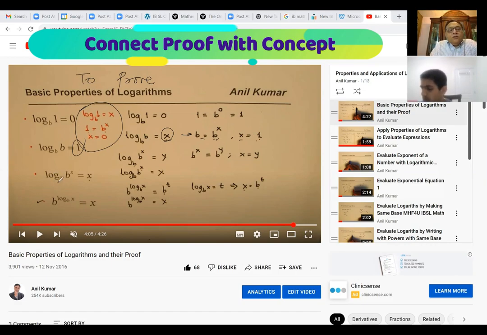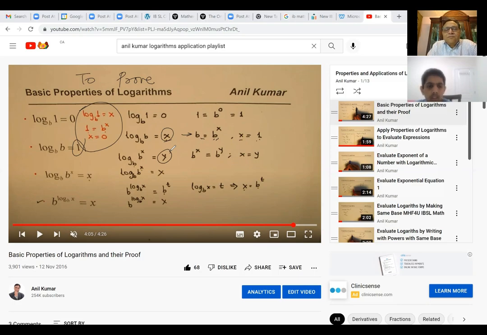Next, log to the base b of b to the power of x is x. How do we prove that? In that case, we will make a substitution. Let the substitution be log to the base b of b to the power of x, that is the left hand side, be equal to y. Is that okay? In that case, writing this in exponential form, b to the power of x is b to the power of y. And that is true only if x is equal to y. That means y is x. So we have shown that log to the base b of b to the power of x is x, correct? Nothing else. y became equal to x.